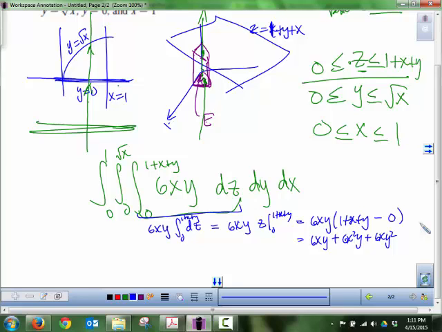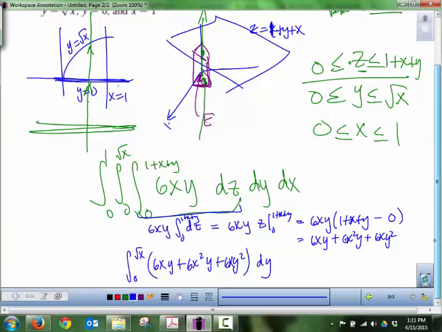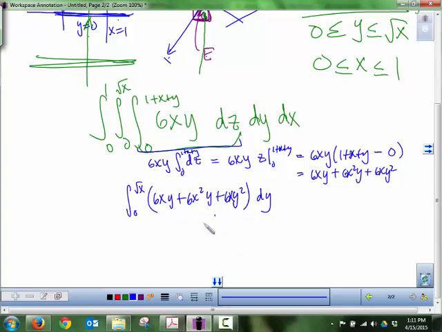Okay, now let's integrate that with respect to y, the next integral from 0 to square root of x. This is our new integrand: 6xy plus 6x squared y plus 6xy squared, dy. Now you can break this up into 3 integrals, or factor out anything with an x in it and then move it outside. I don't know, that seems like it's too much work. I'm just going to keep it like this. And remember that this is with respect to y.